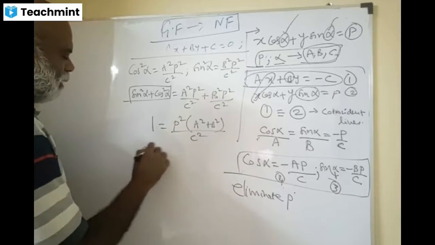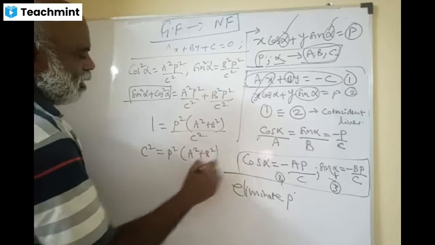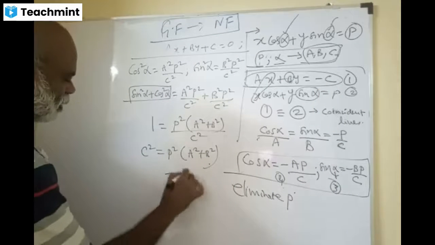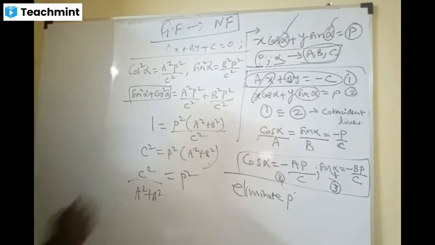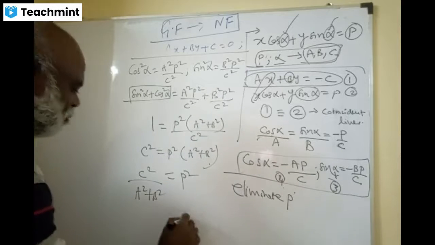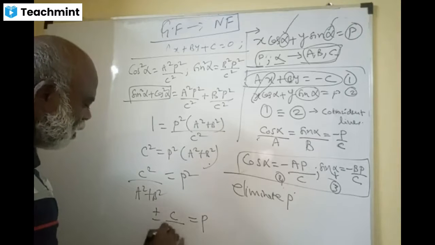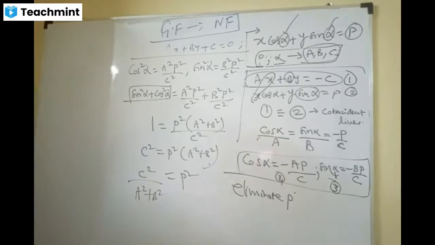Can I cross multiply? I told you we should write P in terms of A, B, C. Then come on, write it now. P square equals C square by A square plus B square, which implies P equals plus or minus C by root of A square plus B square. Do you agree?